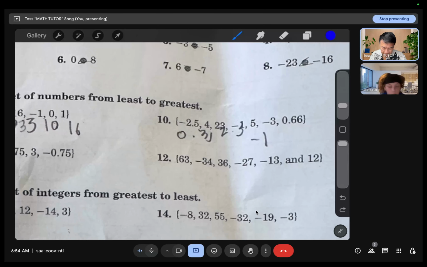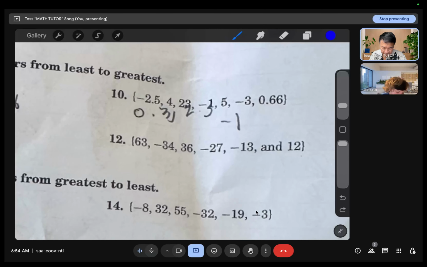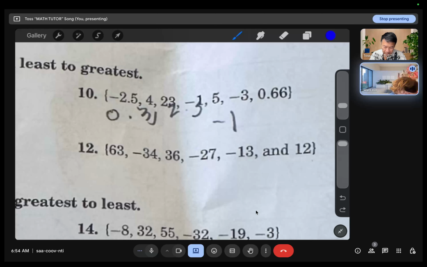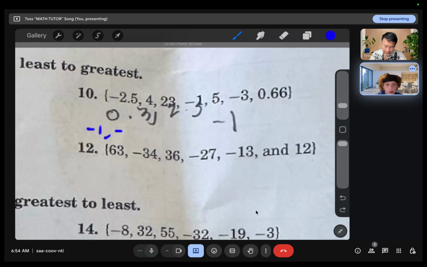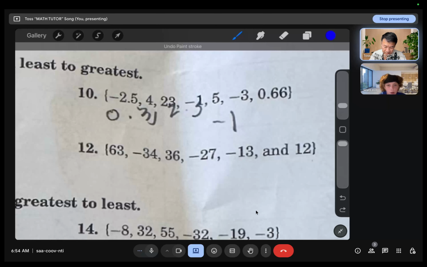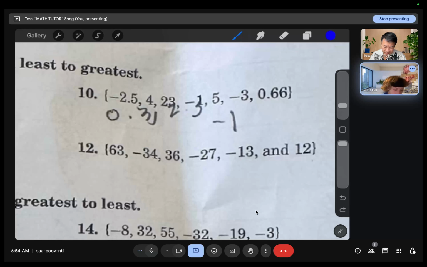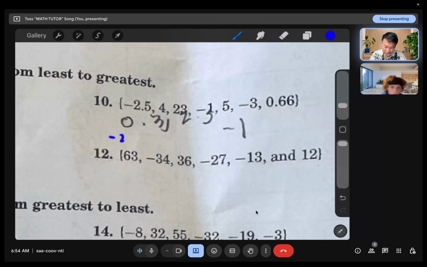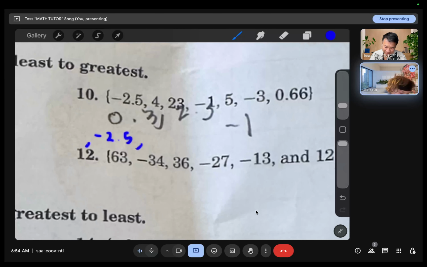Okay, what about number 10? I think you need to finish this, right? Number 10? Okay, -1. Is that the first one? -3. Okay, no. The first one's 0. Are you sure? Oh no, wait. First one's -2.5. Okay, I'll write that first, but are you sure? Is there anything before that? Oh no, -3. Oh yeah, okay, there you go.